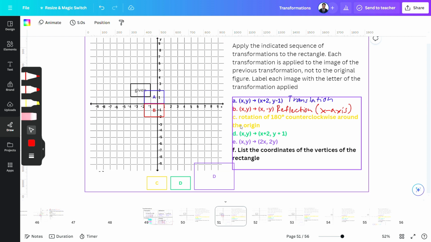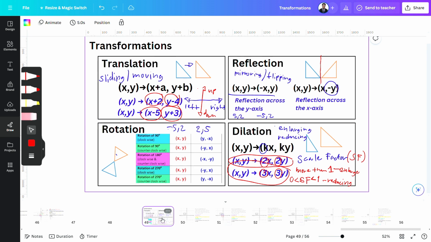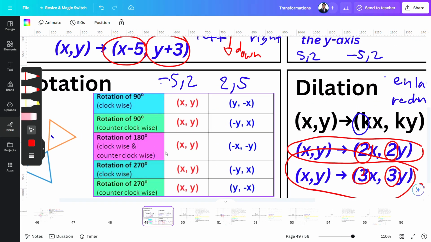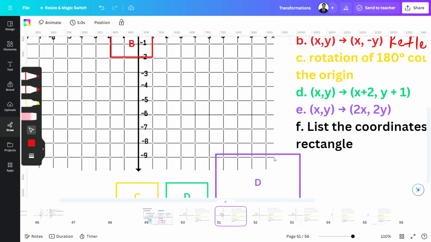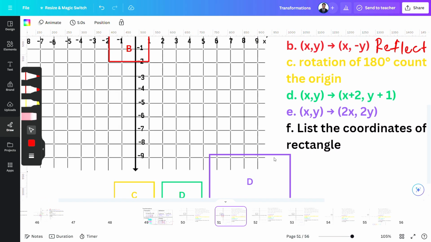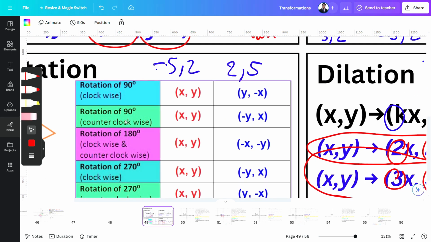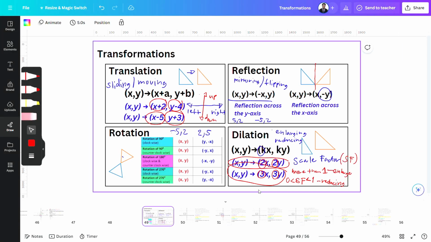The rotation says we will move it 180 degrees counterclockwise around the origin. Let's check the previous material we have. With regards to rotation, the given says 180 degrees counterclockwise. Whether clockwise or counterclockwise, that's the same thing. The x will become negative and the y will become negative. Let's take note of that.